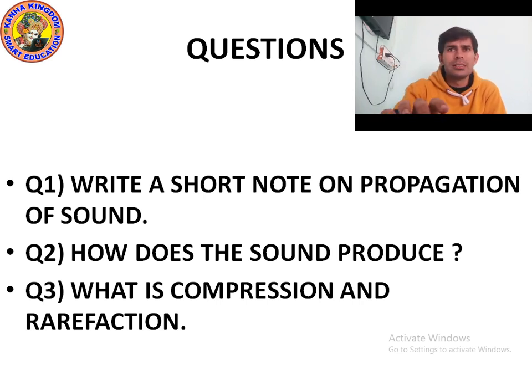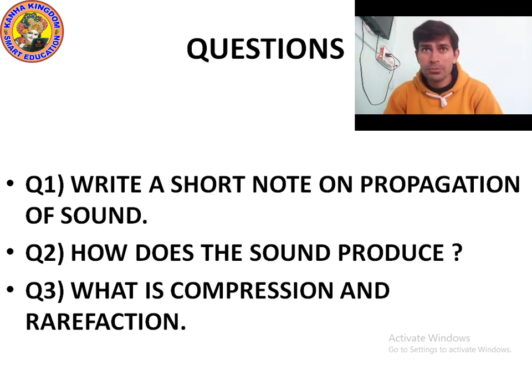Question number 2: how is sound produced? Sound is a form of energy. Sound is produced due to the vibration of an object. Vibration is the rapid to and fro motion of an object.